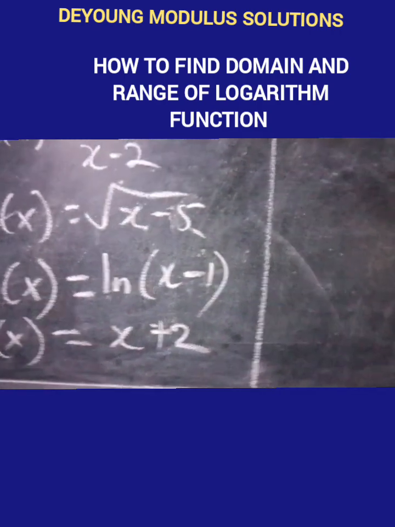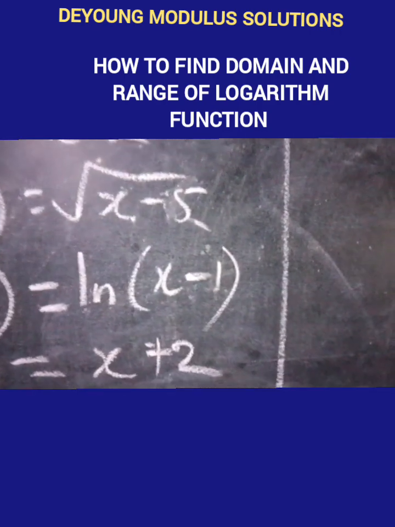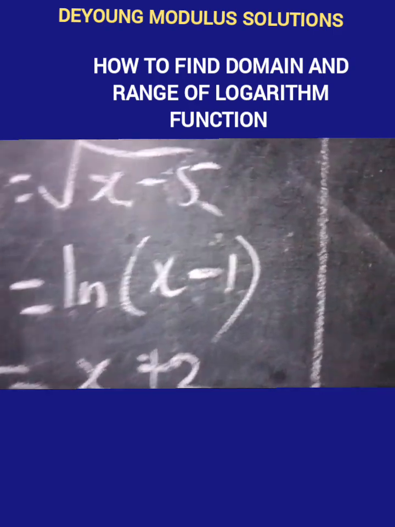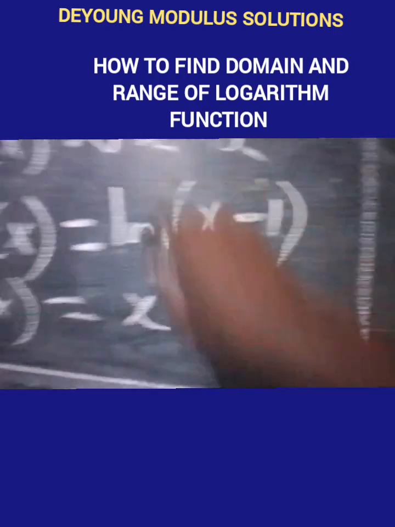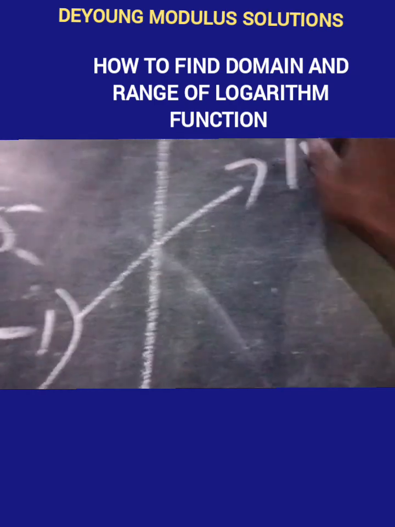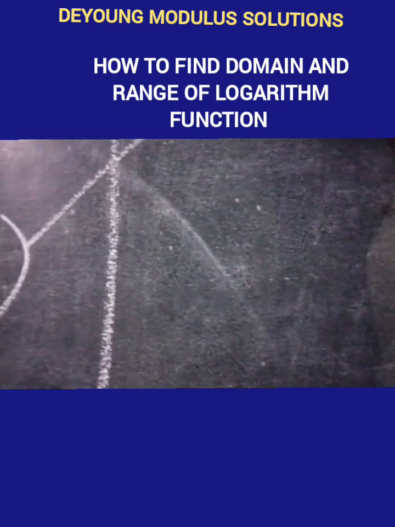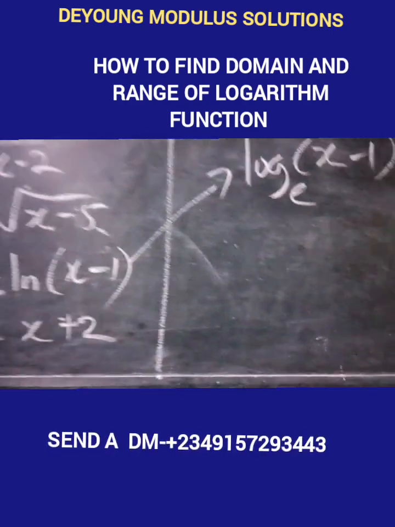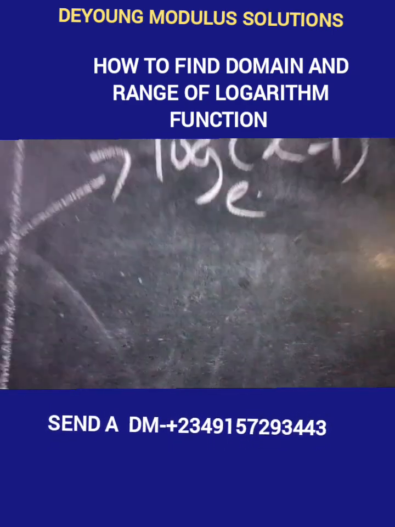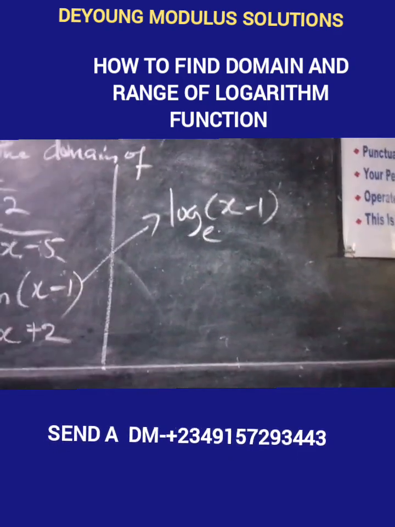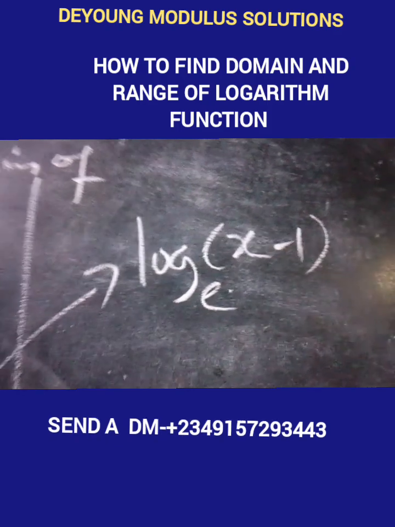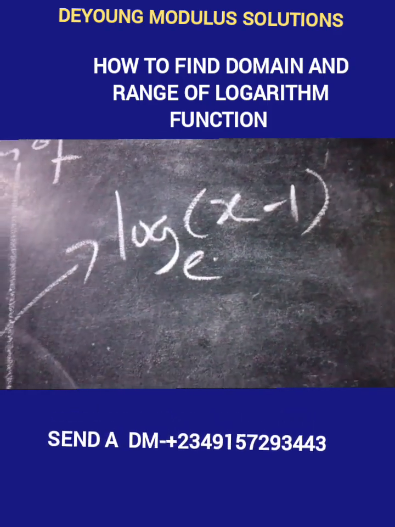Now here we have logarithm of natural number, ln. Most people call it ln. Now this can also be written as log of x minus 1 base e. It's the same thing. Logarithm to base e is called logarithm of natural number. If you check your calculator towards the right hand side of the button, you will see this very statement there.